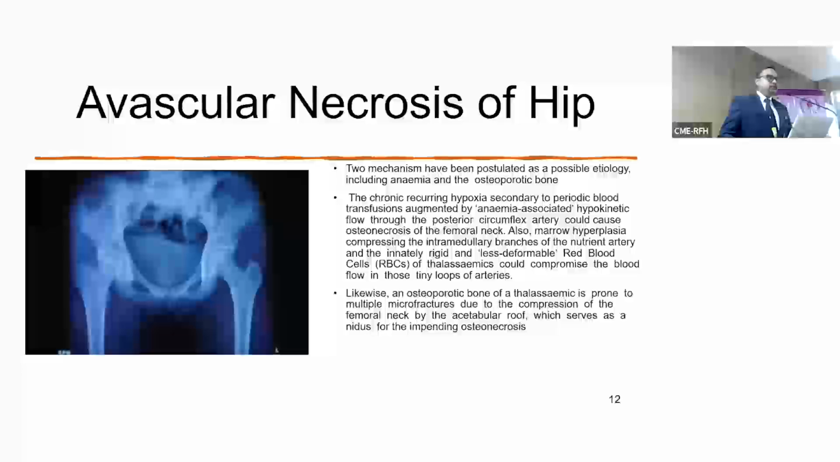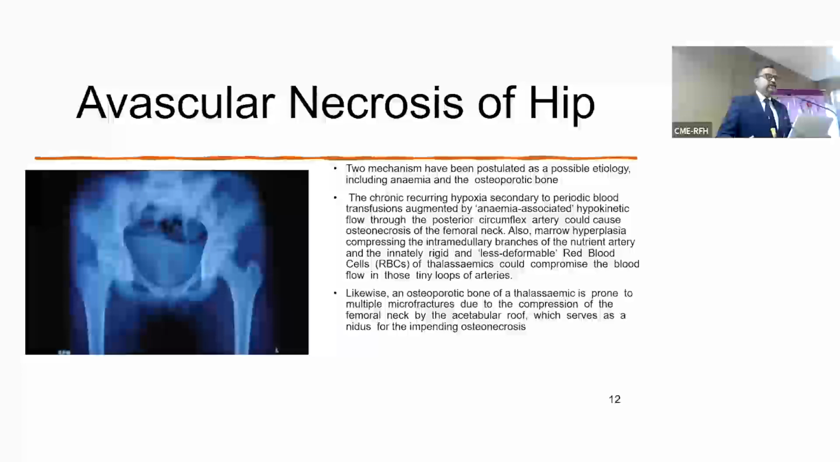Avascular necrosis is probably one of the leading causes of disability in patients with thalassemia and other hemoglobinopathies. Essentially, two mechanisms have been postulated. The first is recurring hypoxia secondary to periodic blood transfusions, and a hypokinetic flow of blood through the posterior circumflex artery, which is the main artery of the proximal femoral epiphysis.